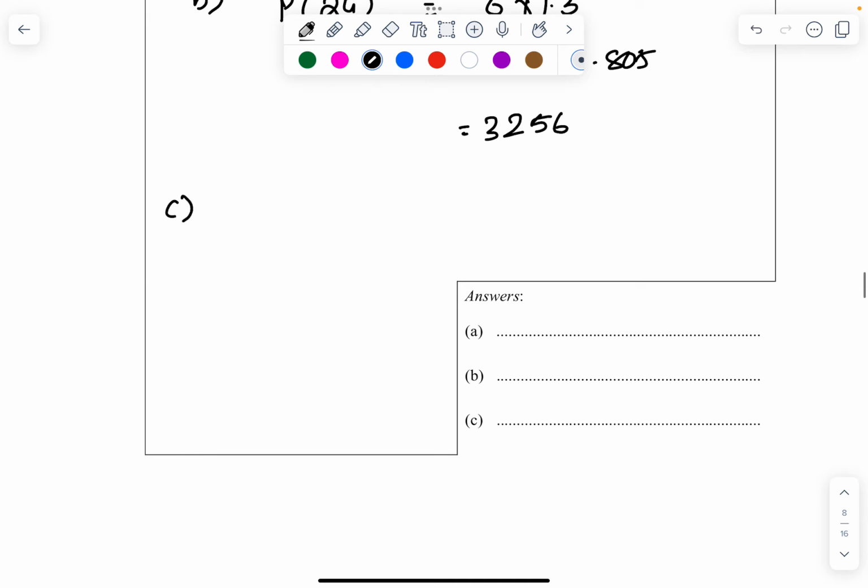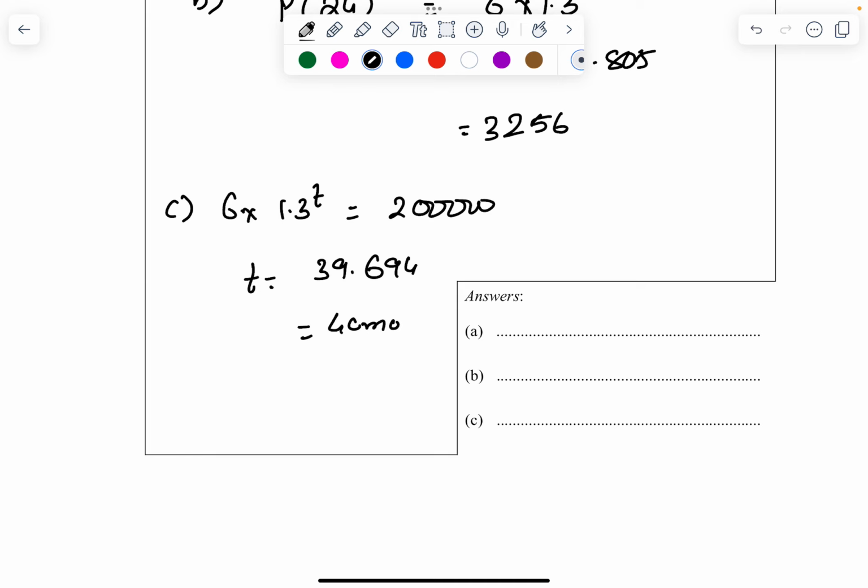Calculate the time for the number of rats to reach 200,000, giving your answer to the nearest one. So 6 times 1.3 whole to the power of t equals 200,000. So use the calculator, you'll be getting t equals 39.694, which is going to be 40 months.